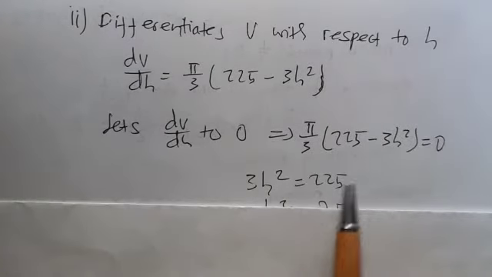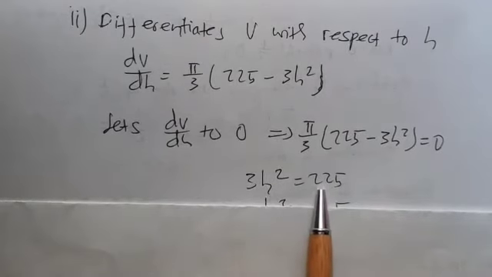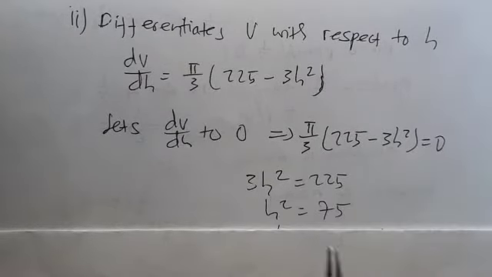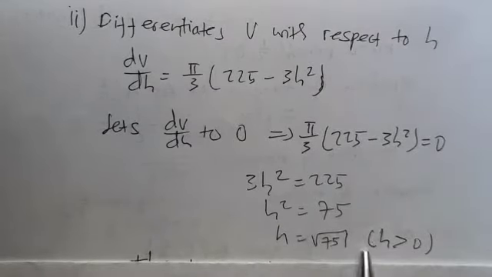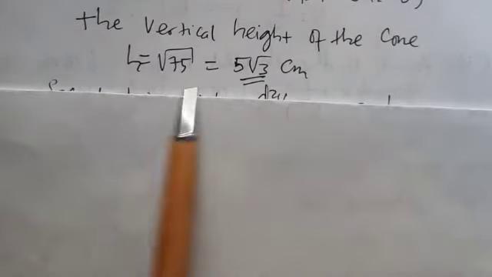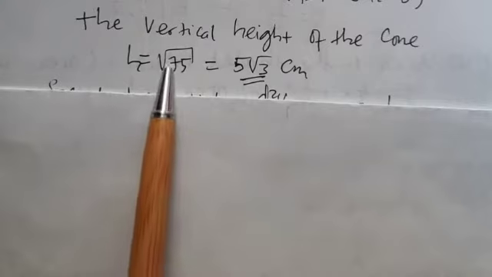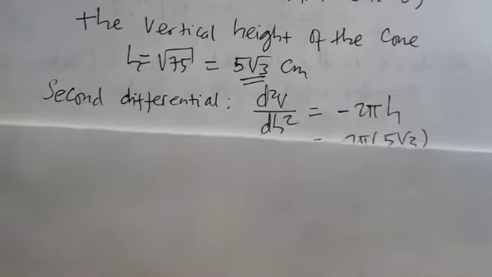Thus, 3h squared equals 225. H squared is 75. And h is square root of 75, because h is greater than 0. Thus, we use only the positive value of h. Thus, the vertical height of the cone is square root of 75, or 5 square root of 3 cm.